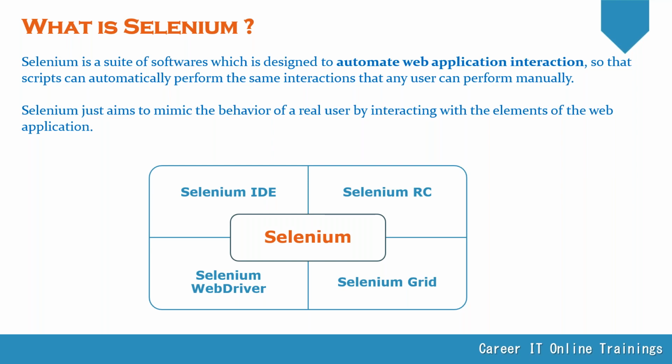Basically, Selenium itself has four different versions as of now: Selenium IDE, Selenium RC, Selenium WebDriver, and Selenium Grid. Selenium IDE is nothing but an integrated development environment. It is the first version of Selenium. In earlier days, Selenium IDE was a pop-up add-on only for Mozilla Firefox, and we could use it only in Mozilla.